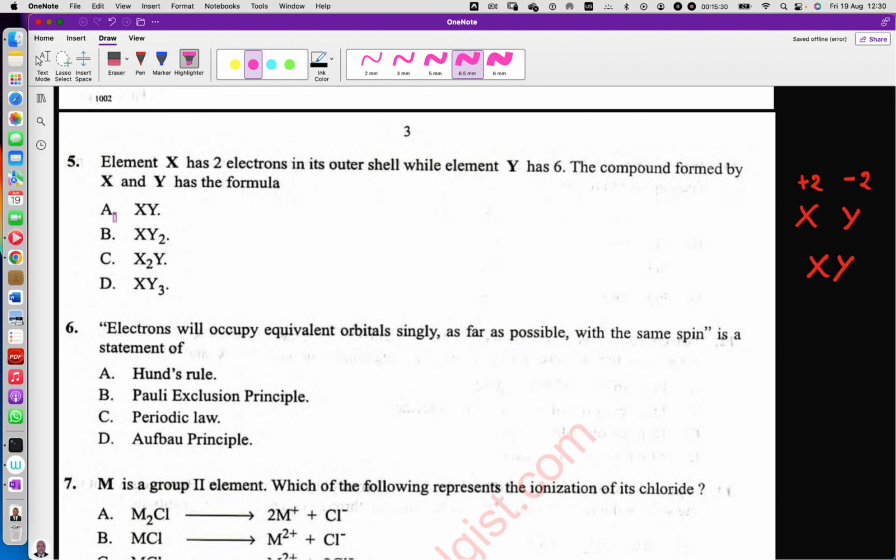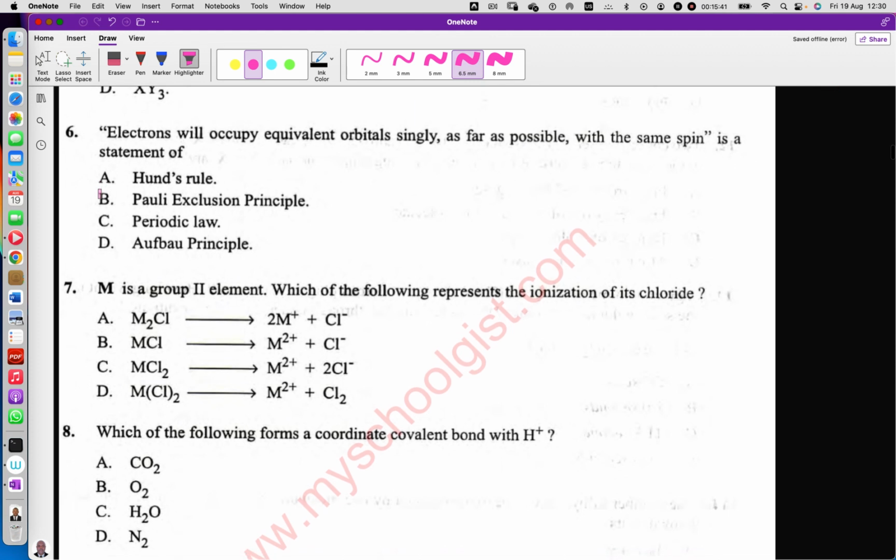Now our answer is A for question number 5. Let's get to question number 6.